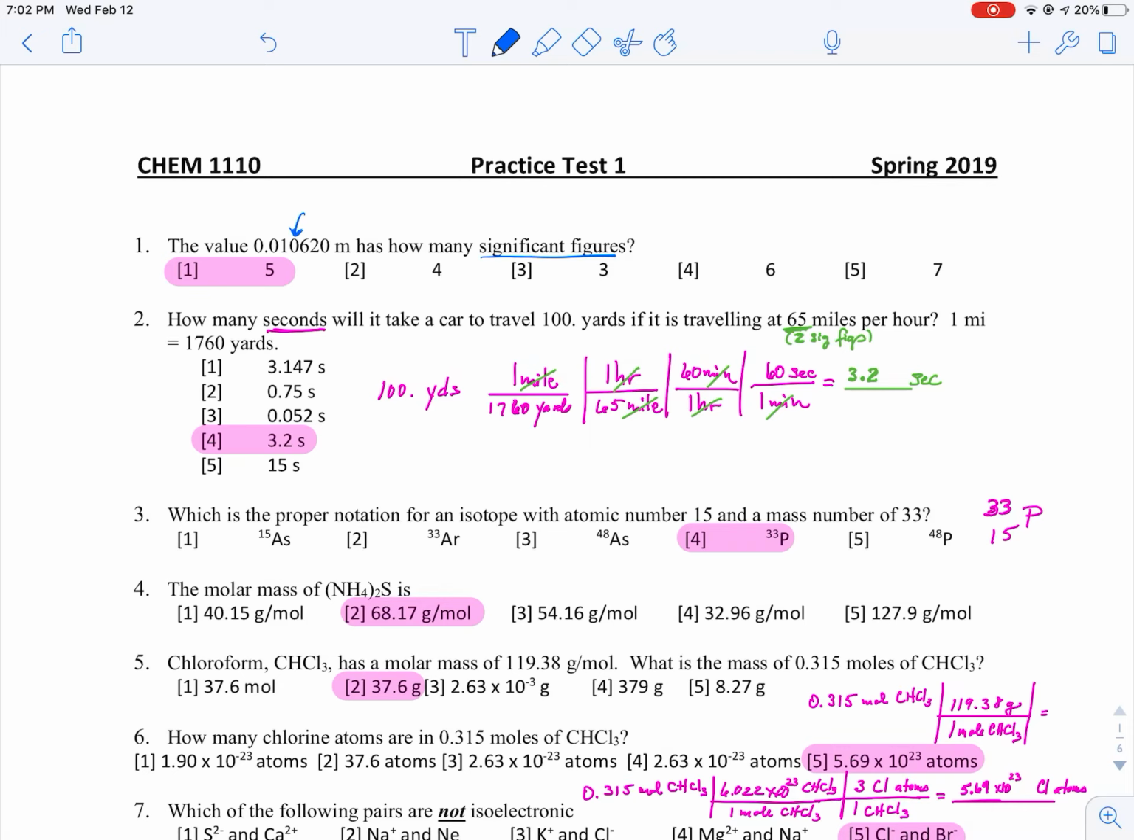I said this before, but that 0 in the middle, that one always counts. It doesn't matter if there's a decimal or not. The 0 in the middle always counts. If there's a decimal, the 0 at the end also counts.